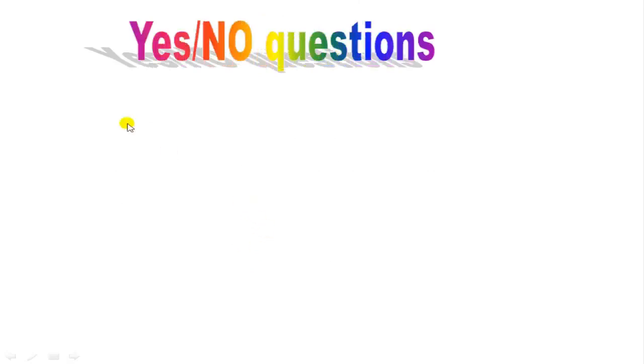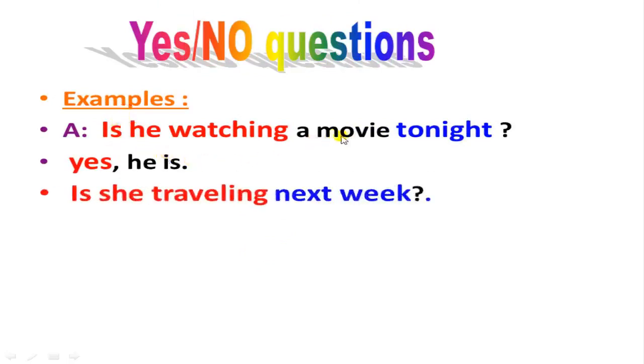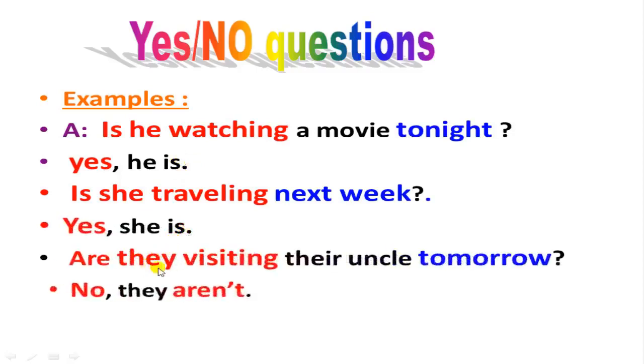Yes, no questions. To ask a question: is he watching a movie tonight? Yes, he is. Is she traveling next week? Yes, she is. Are they visiting their uncle tomorrow? No, they aren't. Watching, traveling, visiting: verb plus ing. Tonight, next week, tomorrow. Words for the future.